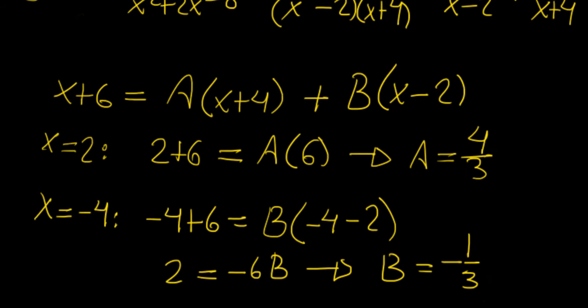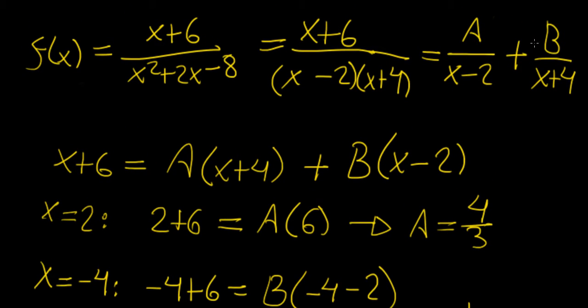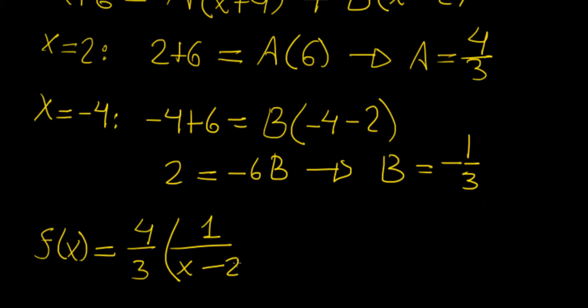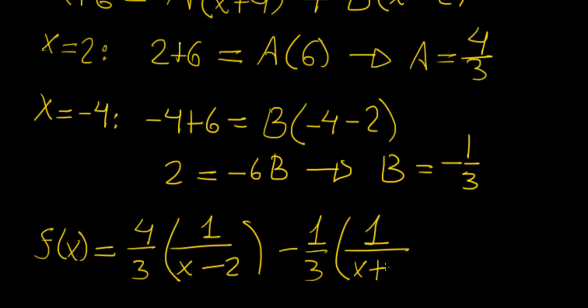Now that we have both constants, we're going to go back to this equation and we're going to plug them into this expression. And that's going to give us the following function. So we're going to end up with 4 over 3 times 1 over x minus 2, minus 1 over 3 times 1 over x plus 4. And there's a reason I have left those fractions out of these expressions, because when we integrate them, we can simply move the constants outside of the integral and just focus on the function of x that we have here.